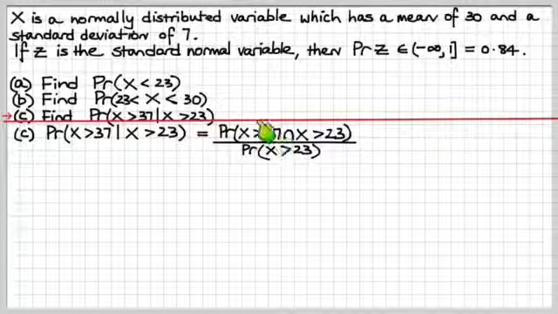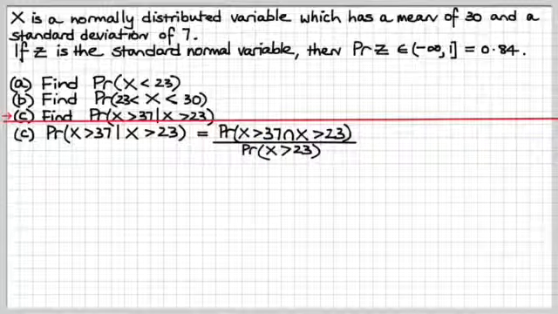This is the stricter condition here, which covers both of them. So therefore it really means that x has got to be greater than 37. Because if x is greater than 37, it automatically means that it has to be greater than 23. But if you take it on the other hand, if x is greater than 23, it doesn't necessarily mean that x would be greater than 37.